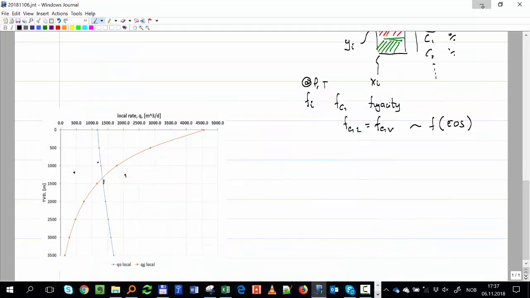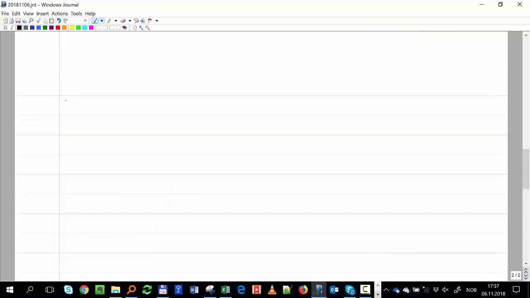Okay, so let's now continue a bit the discussion on TPR, and we're going to make also an exercise. So this is a continuation of the discussion about TPR with multiphase flow.